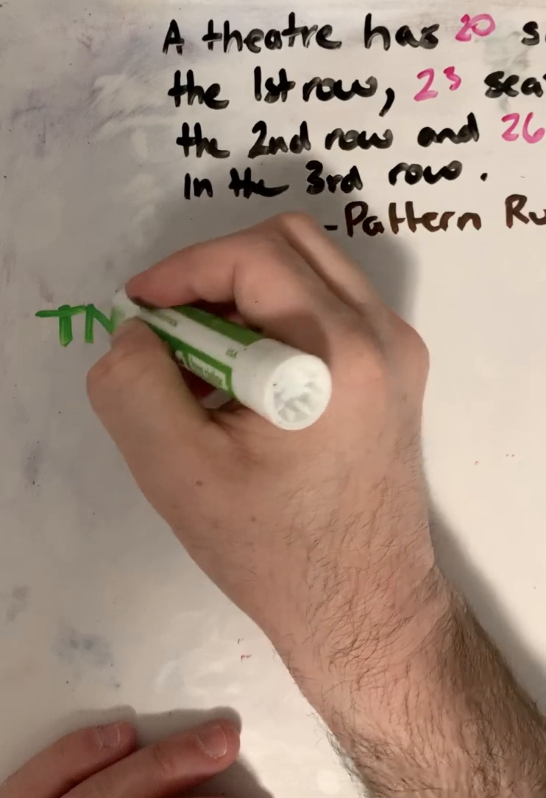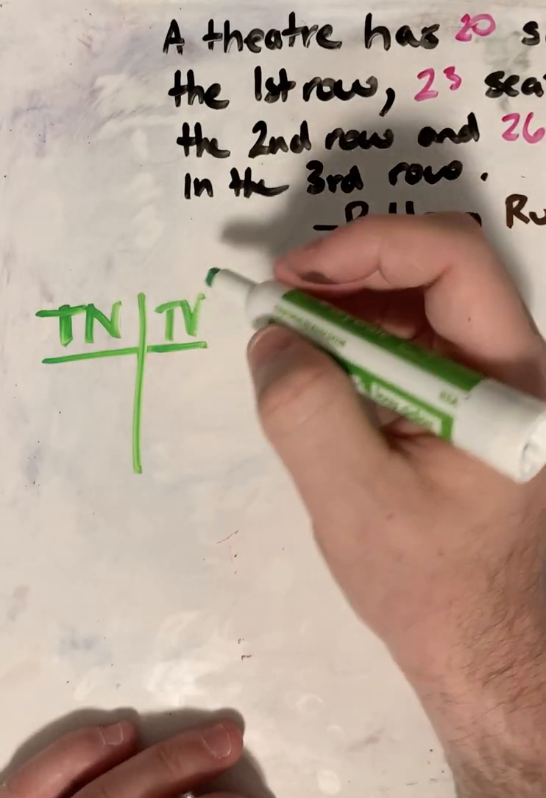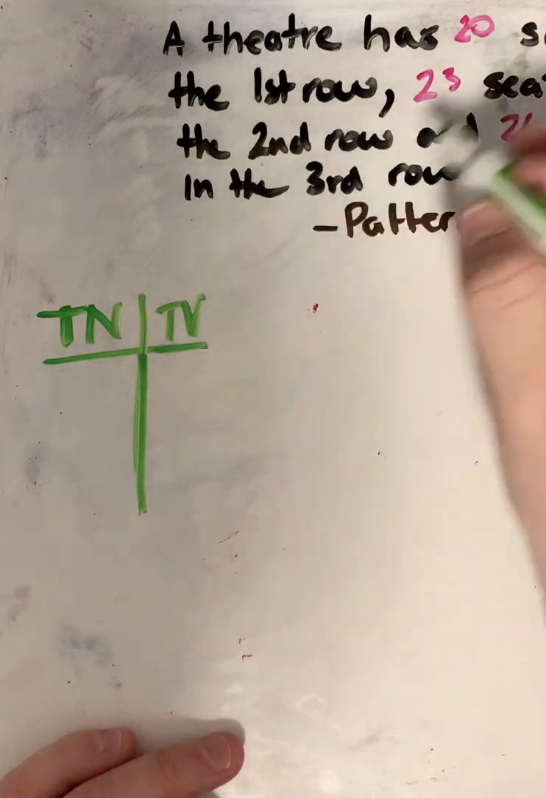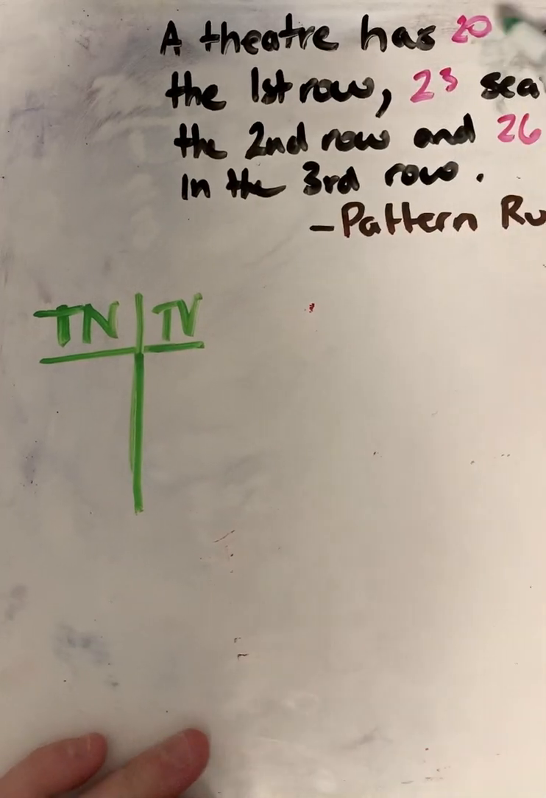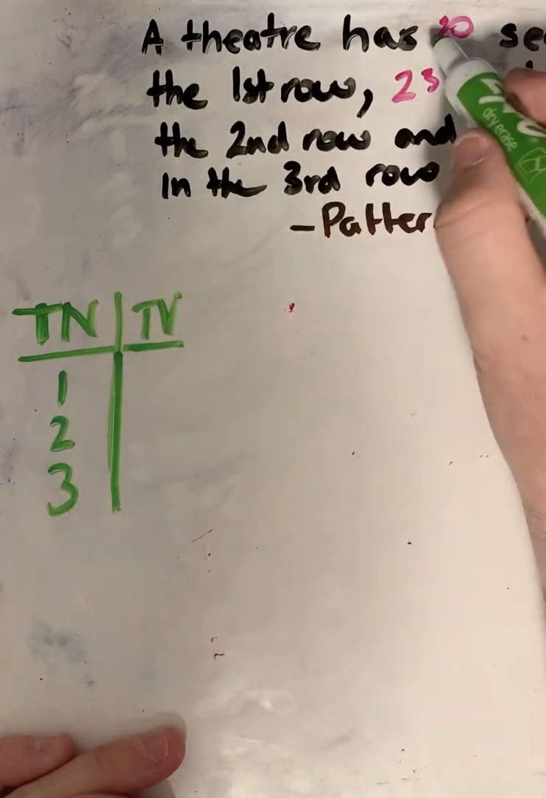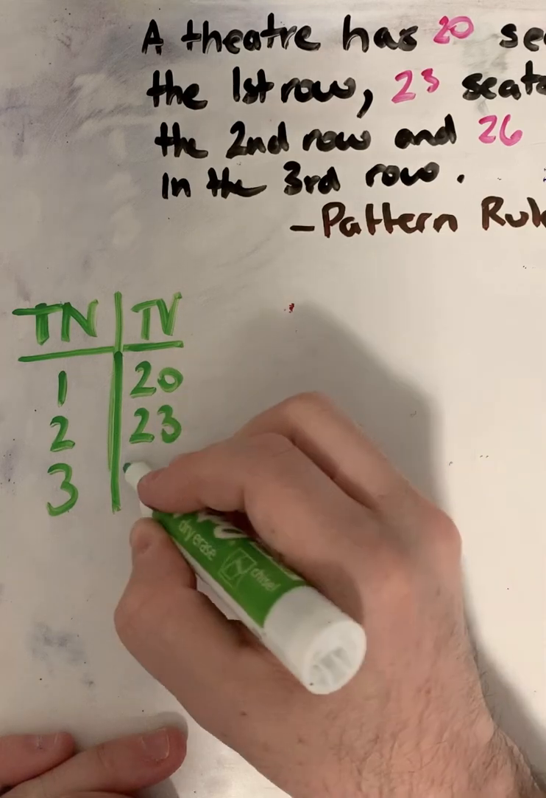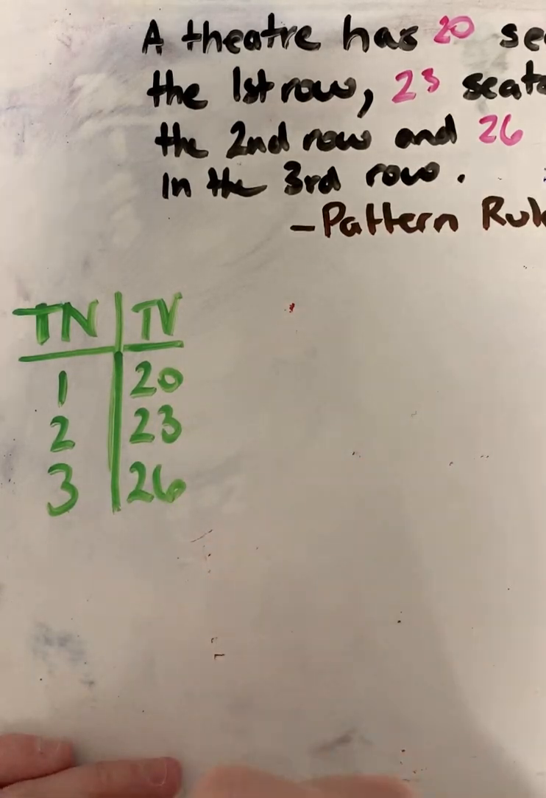So I'm going to create a term number and a term value chart, okay? I've got three terms here, right? So I'm going to write 1, 2, and 3. My first term is the first number listed, it's 20. My second term is 23, and my third term is 26.